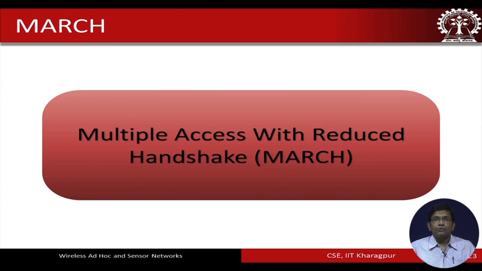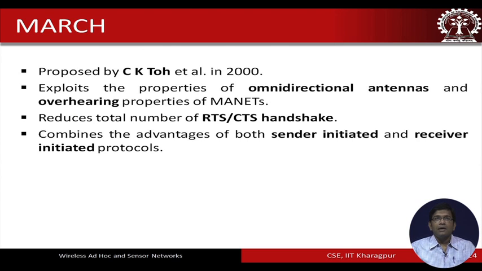So, the next protocol that we are going to discuss is known as the MARCH protocol. It stands for multiple access with reduced handshake. It was proposed by CK2 in 2000. It exploits the properties of the omnidirectional antennas and the overhearing properties of MANETs. It reduces the total number of RTS CTS handshakes and combines the advantages of both the sender initiated and receiver initiated protocols. Earlier we have seen both types of protocols; this is a kind of hybrid between the sender initiated and the receiver initiated protocols.